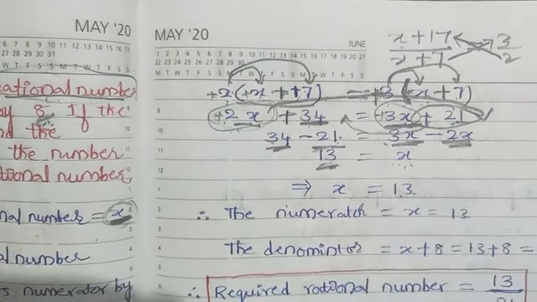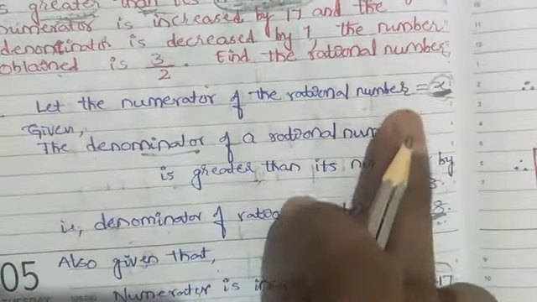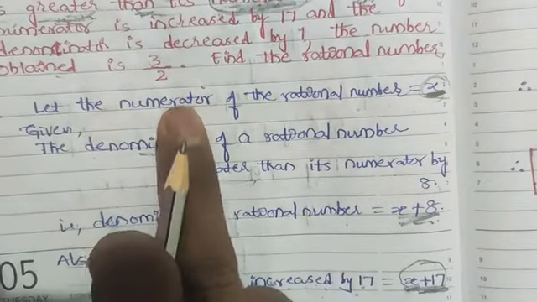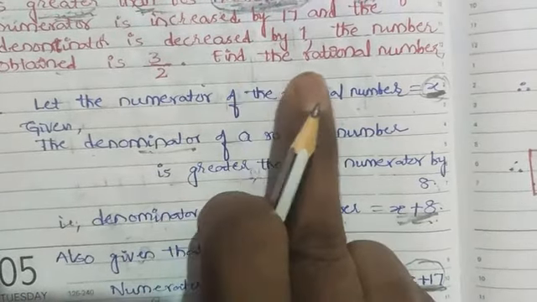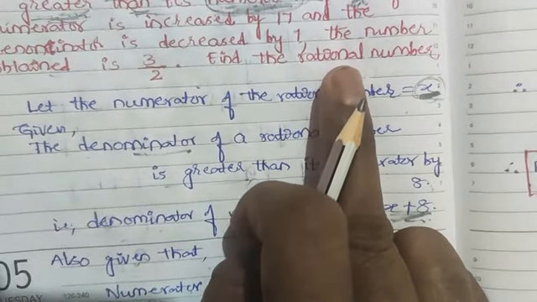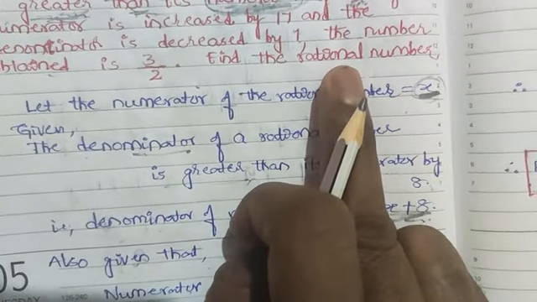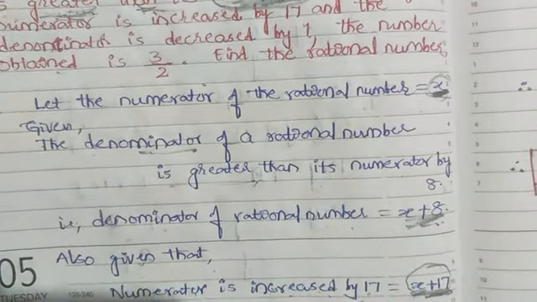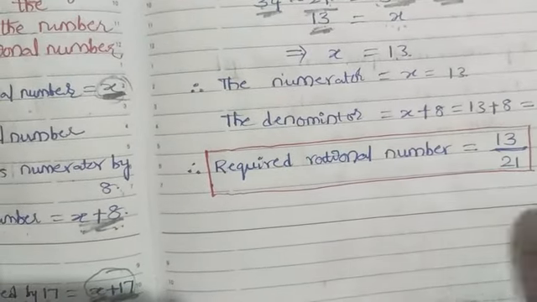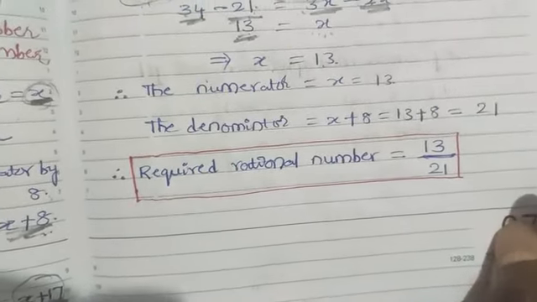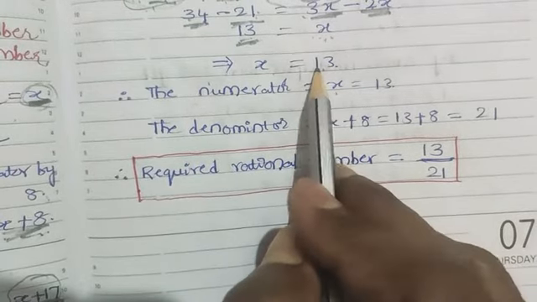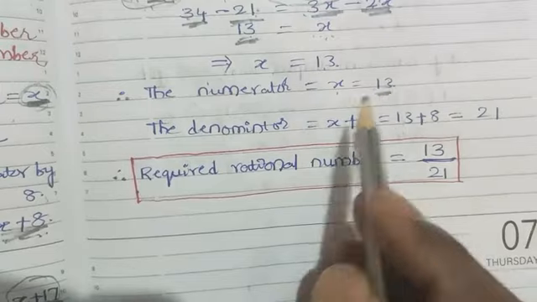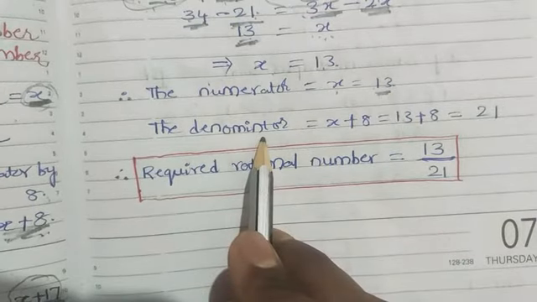But as per the starting lines, what is meant by x? X is nothing but the numerator, and x plus 8 is nothing but the denominator. In the question they are asking us to find the rational number. Rational number means numerator by denominator only we want to write. If you know the numerator and denominator, we can write the rational number. Here you observe it. The numerator we assumed in the starting line as x. So the x value 13 you can directly write. The denominator you assumed as x plus 8 in the first condition.